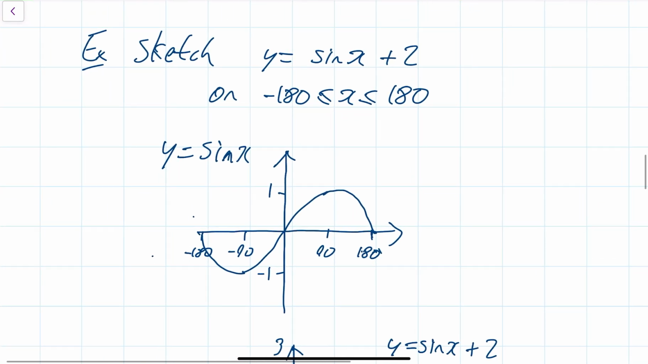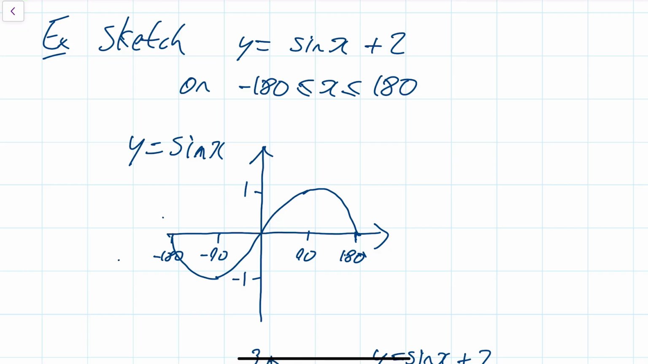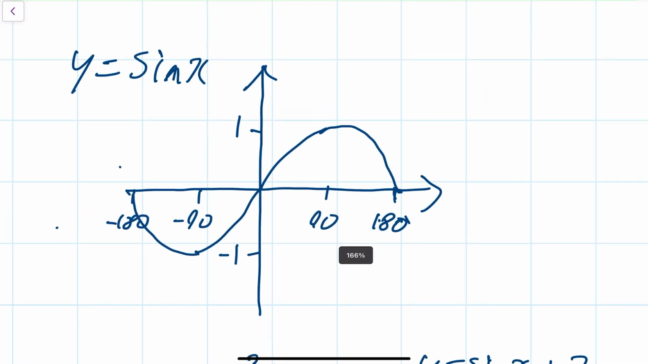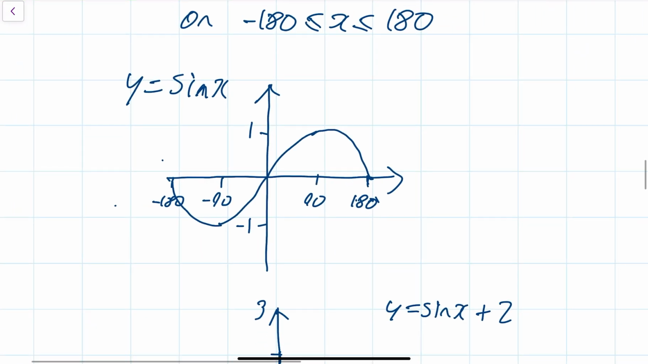Okay, going to look at 3 examples. First one says sketch y equals sine x plus 2. Now I'm not very quick at these, so what I would do in a question like this, I would draw what y equals sine x looks like on minus 180 to plus 180. You can see I've done this here. That's my sine x from minus 180 to plus 180.